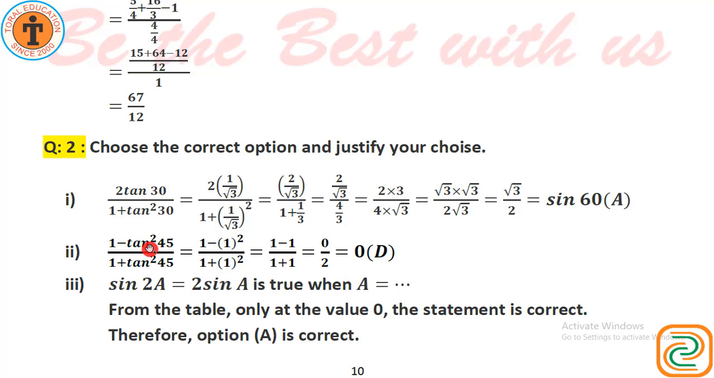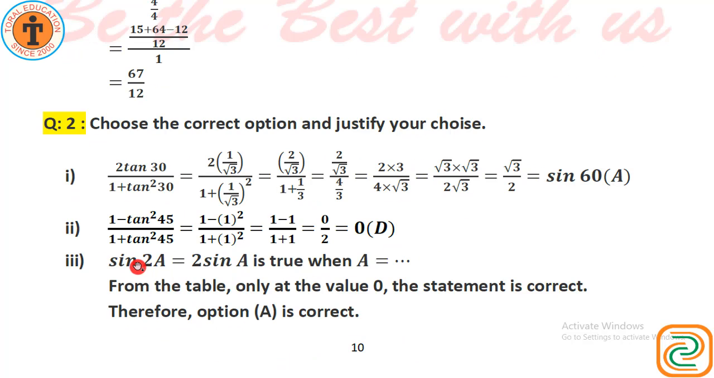Similarly, 1 minus tan square 45 upon 1 plus tan square 45. We know that 1 minus 1 square upon 1 plus 1 square. 1 minus 1, 1 square is 1. That is 0 upon 2. Right? 0 upon 2, that is 0. Our option D is correct.